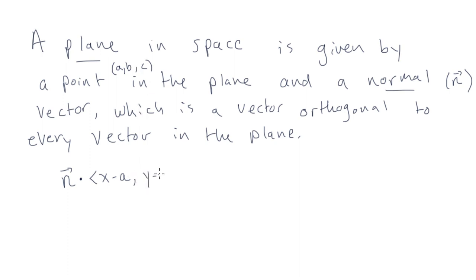So x minus a, y minus b, z minus c. So this vector is just sort of any vector that is rooted at this point a, b, c. And now I want these vectors to be orthogonal to this normal vector. So I want their dot product to be 0. So we can expand this and write, okay, the x component, so just write out what the dot product is.